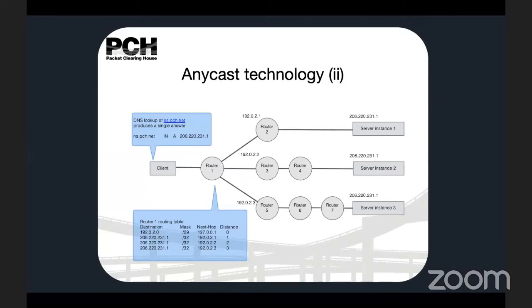So the idea here is that a DNS lookup for the name ns.pch.net produces a single answer. There's one single answer: 206.222.31.1. And that's correct, because that's exactly what each of the servers is announcing. So they are announcing that same IP address, and the router will have in its table three potential entries with different distances, and the weight will be equivalent to how far or how close it is. We designed the system to be running like this.